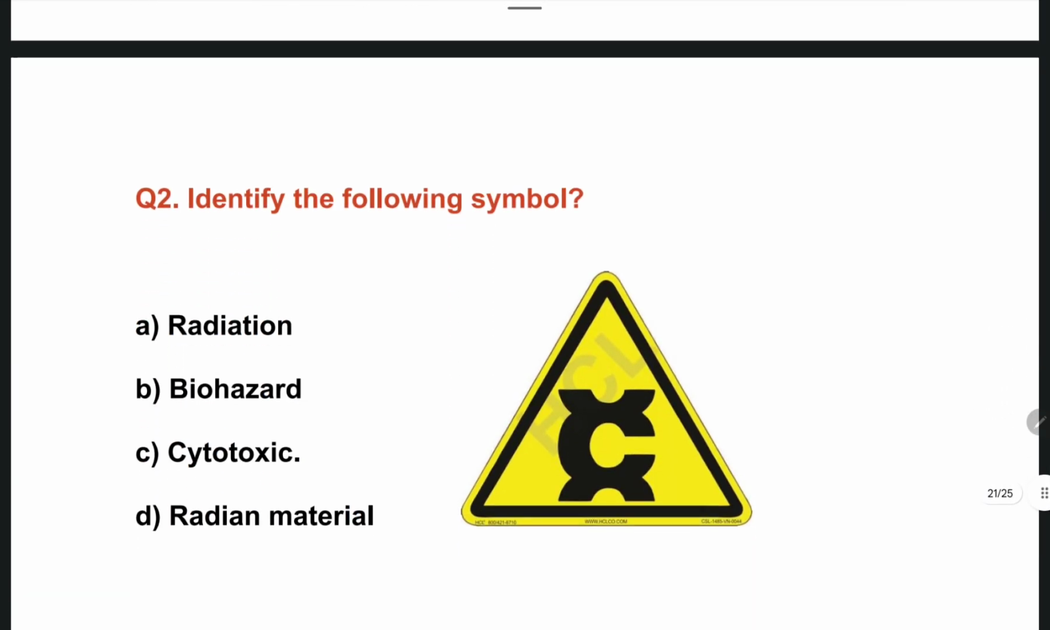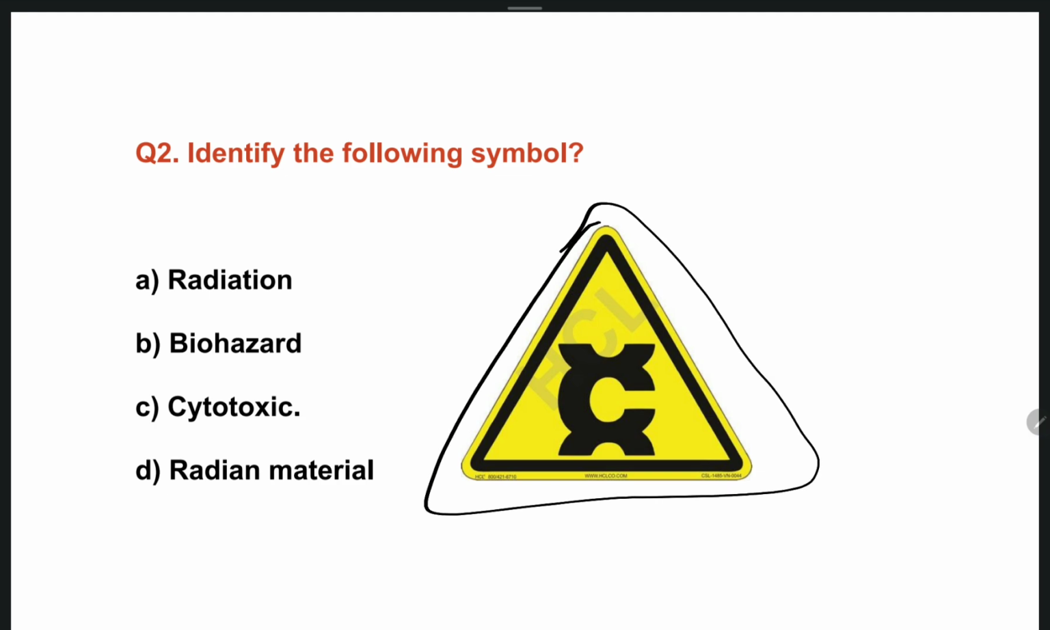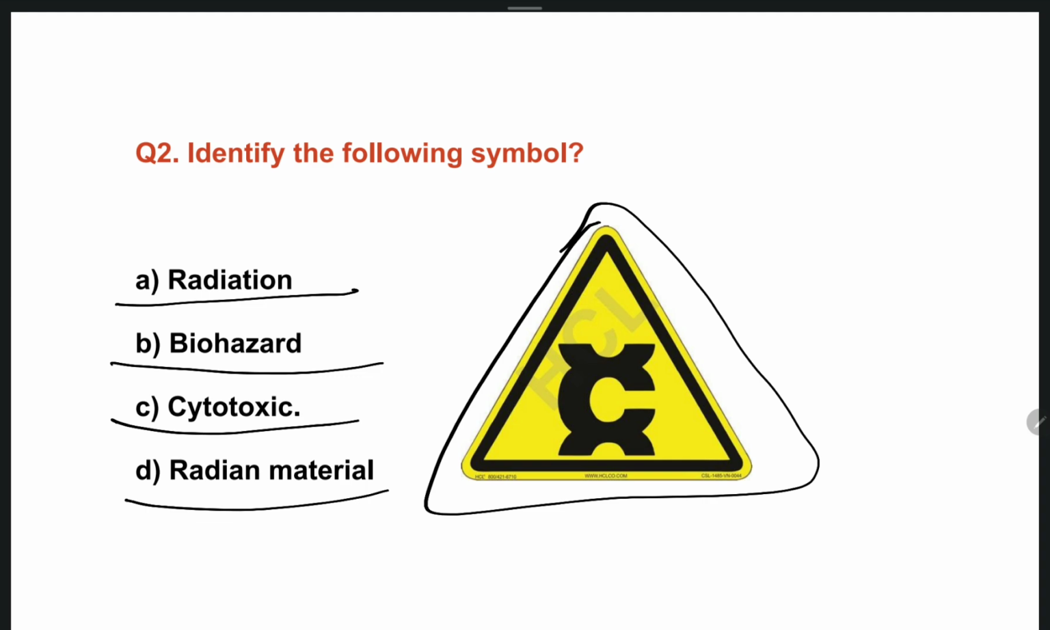So the next question is, identify the following symbol. Okay, see here you can see a symbol. So what is the meaning of this symbol? Options are radiation, biohazard, cytotoxic, radioactive material. The right one is option C, cytotoxic. So this is the cytotoxic symbol.